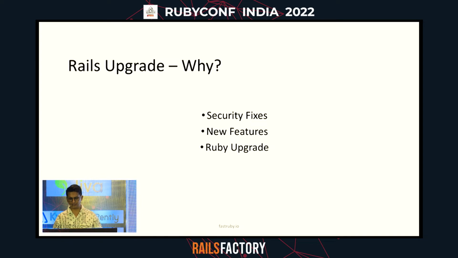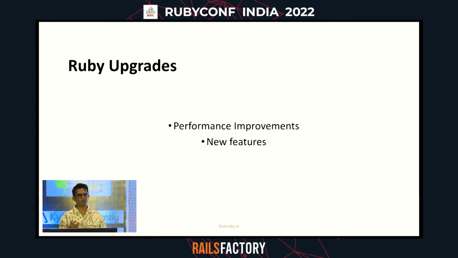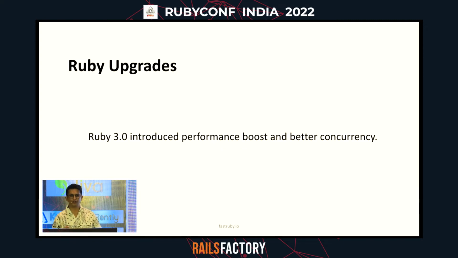The third reason, Ruby upgrade. At this point, you might be thinking, isn't Rails upgrade enough? Do we really have to upgrade Ruby as well? Well, think about it. With Ruby upgrades, you get performance improvements and access to new features. So for example, when Ruby 3.0 came out, they introduced a performance boost and better concurrency. So if you're somebody who wants to access that performance boost, you need to migrate your Ruby from whatever you are on to Ruby 3.0.